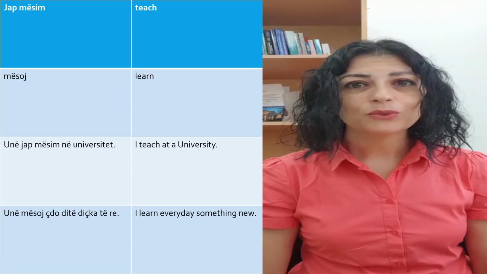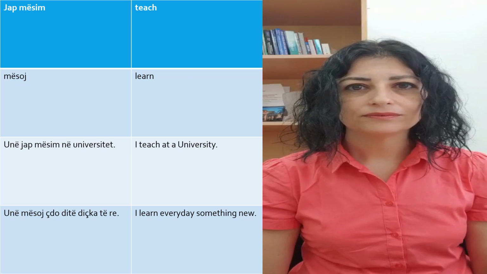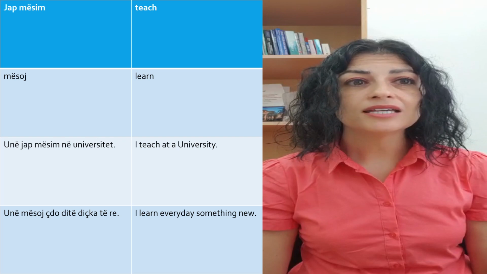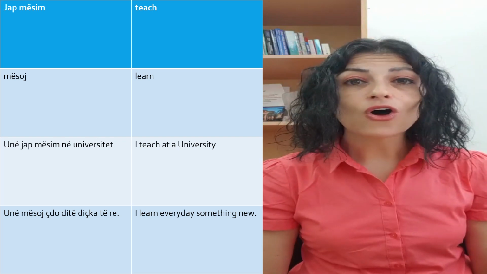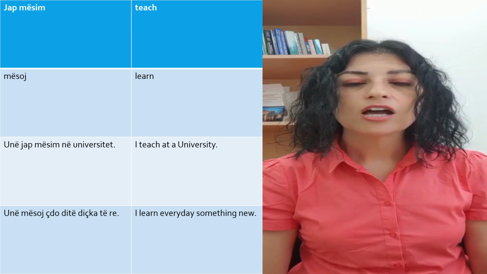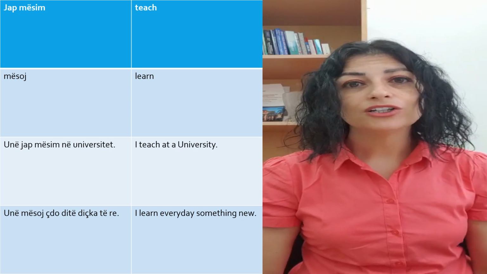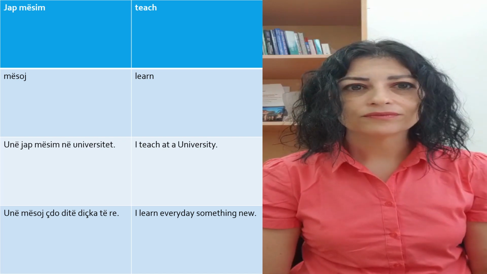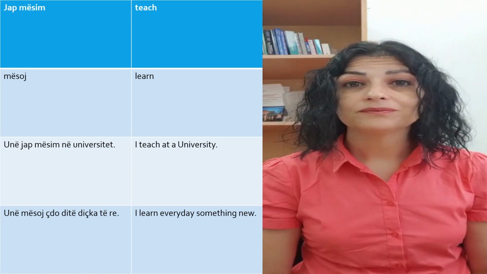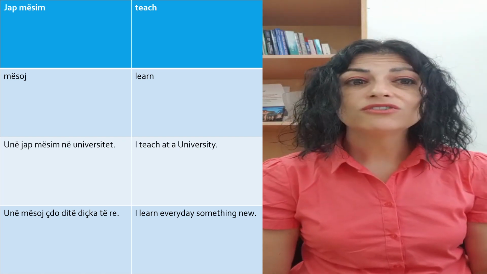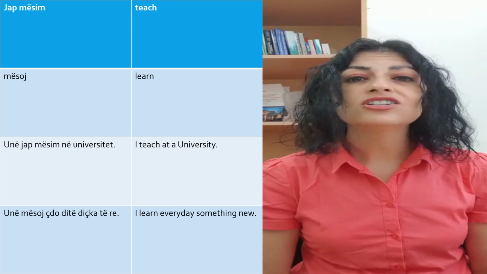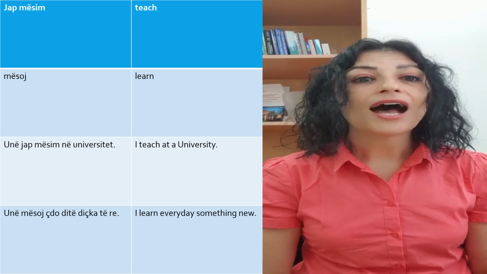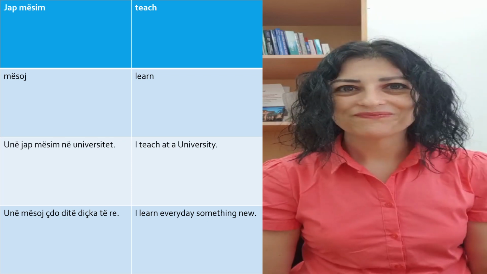So, for example, we have the verb jap mësim, to teach. And the opposite is mësoj, to learn. For example, unë jap mësim në universitet. I teach at a university. And with the opposite verb, unë mësoj çdo ditë diçka të re. I learn something new every day.